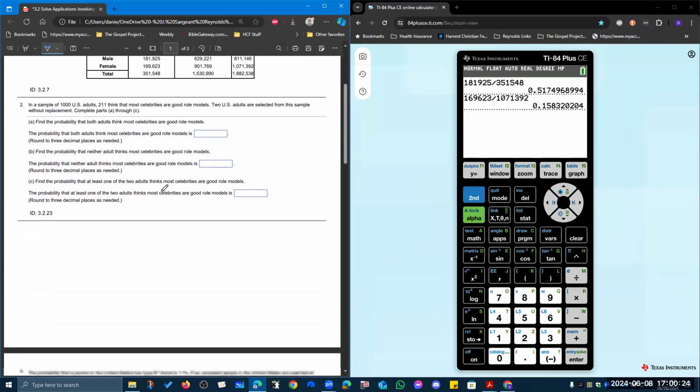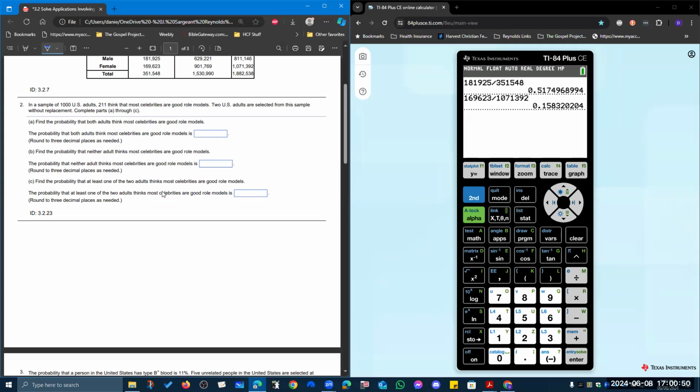All right. In a sample of 1,000 US adults, 211 think that most celebrities are good role models. 2 US adults are selected from this sample without replacement. That "without replacement" is important here. That's what makes this dependent. Complete parts A through C.